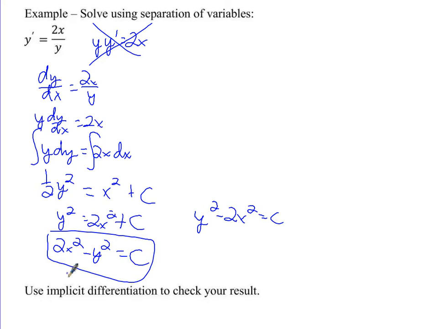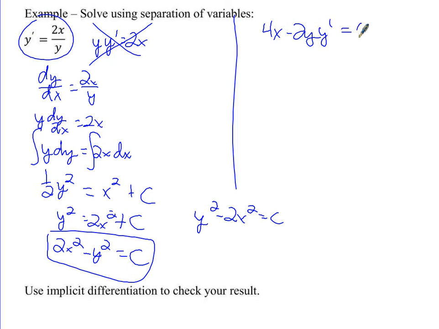The answer is preferred to be in a standard looking form: alphabetical order, no fractions, things like that. We want to check this answer to make sure that we're right. In order to check this answer, we need to differentiate implicitly. So, off to the side, check. Take the derivative. What do we get? 4x minus 2y dy over dx, which I can rewrite as y prime, equals 0.